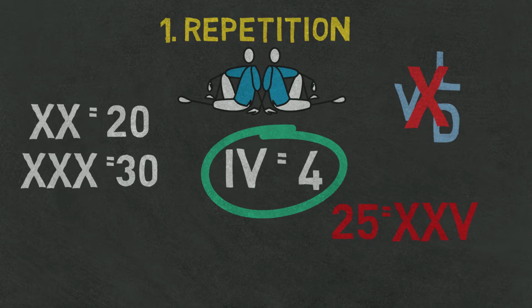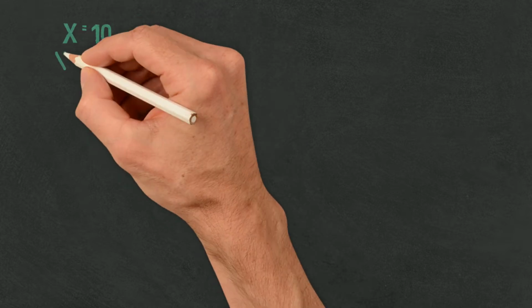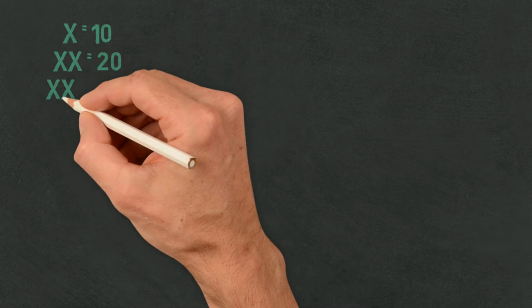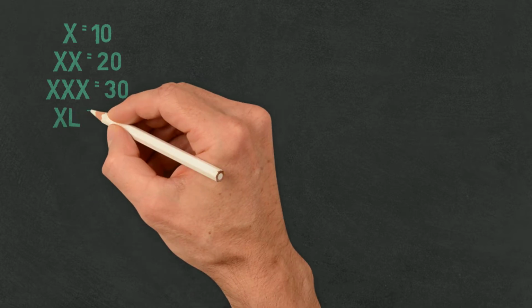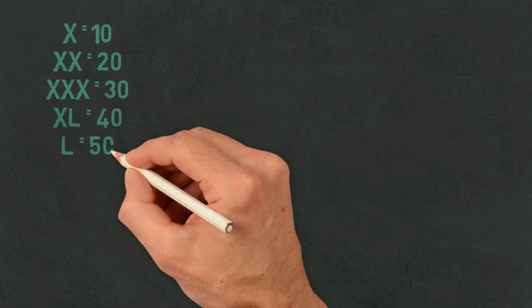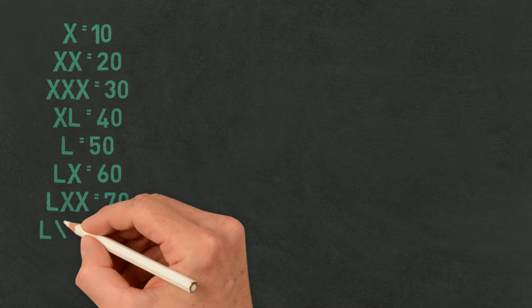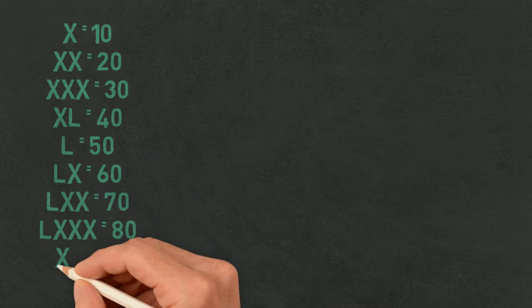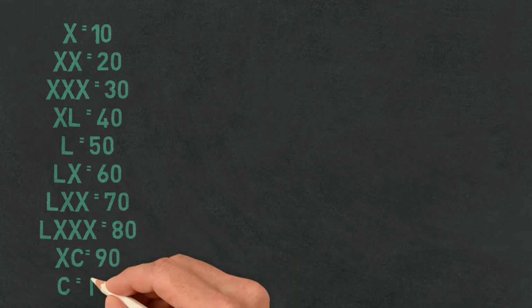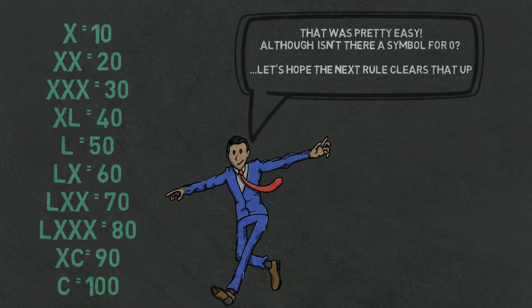So if you want to count by 10 in Roman numerals, it looks a little like this. X equals 10, XX equals 20, XXX equals 30, XL equals 40, L equals 50, LX equals 60, LXX equals 70, LXXX equals 80, XC equals 90, and then C equals 100.